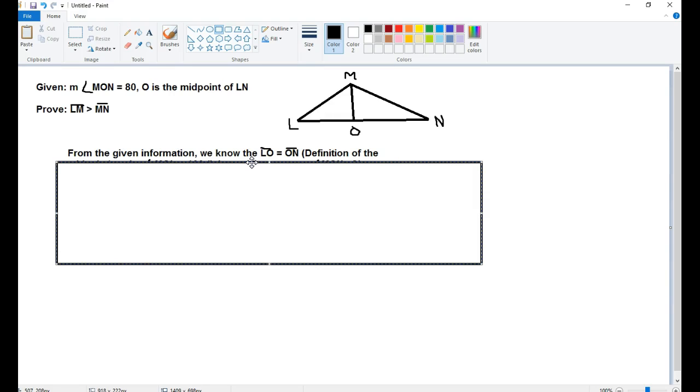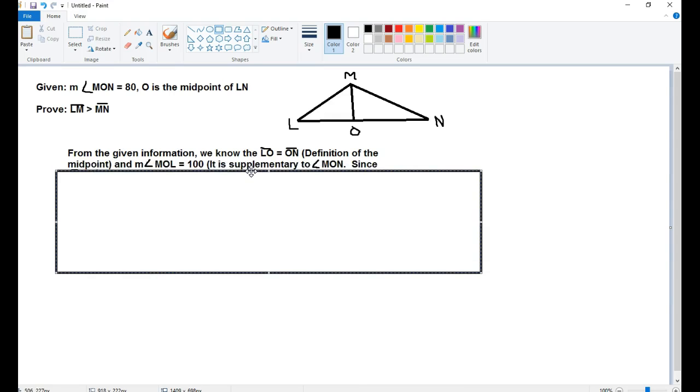Why do we know that? Because of the definition of the midpoint. Then we can show that MOL is 100 degrees. MOL is 100 degrees because MON is 80 degrees, as it says in the given. And that's because it is supplementary. They must add up to be 180 degrees.